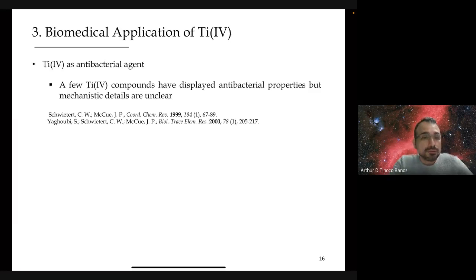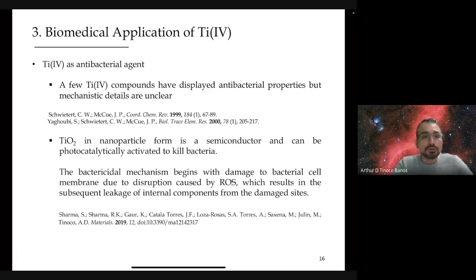There are other indications of titanium potentially exhibiting an antibacterial effect. And so a few titanium compounds have demonstrated this property, but the mechanistic details are not entirely clear. However, titanium in the form of titanium dioxide, as I mentioned to you previously, is the most common form of this metal in our world.